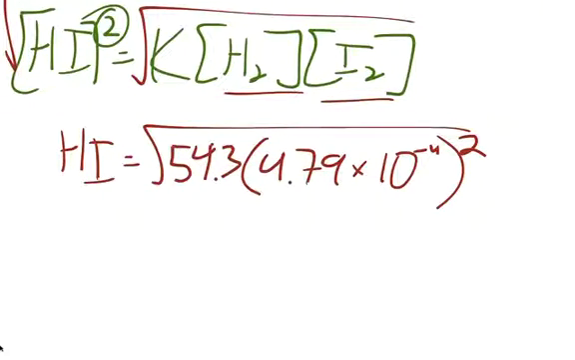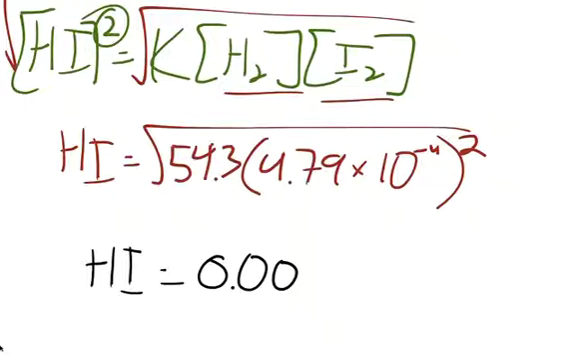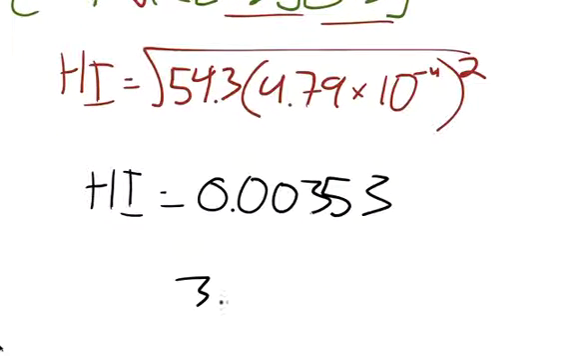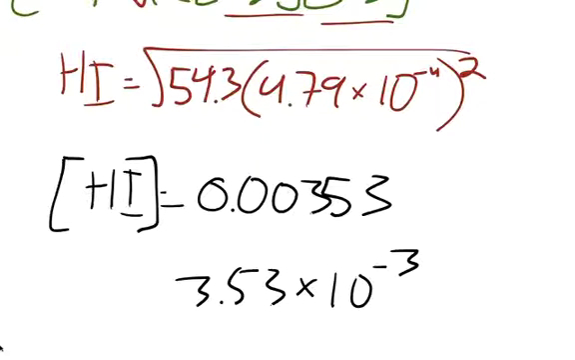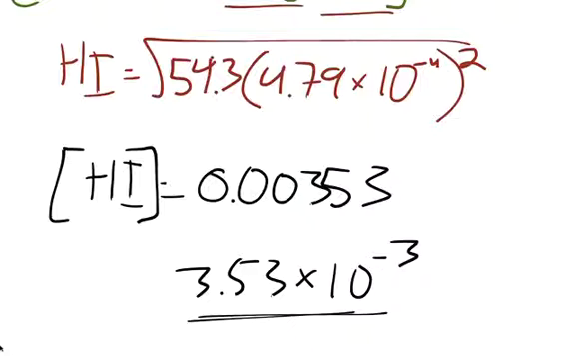And if I run those values through, I get a hydrogen iodide concentration. You can check this, I'm maybe wrong here. I get 0.00353, or 3.53 times 10 to the negative third is my concentration of hydrogen iodide. So notice we have much more of it than we have of either of our reactants. So this equilibrium, like it says, is lying to the product side.